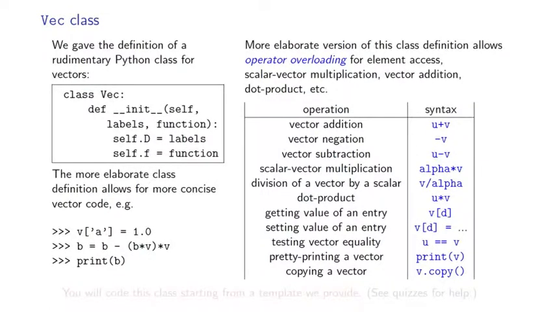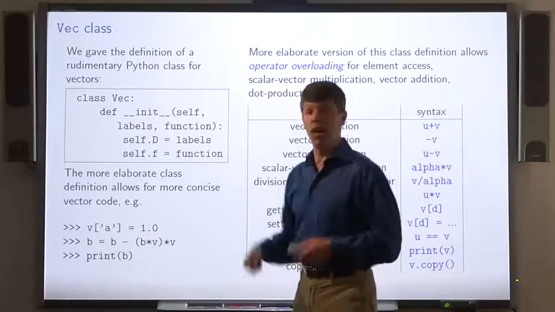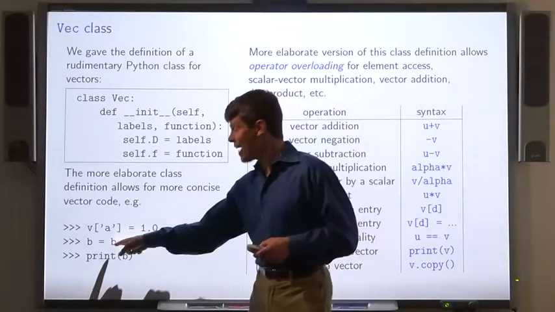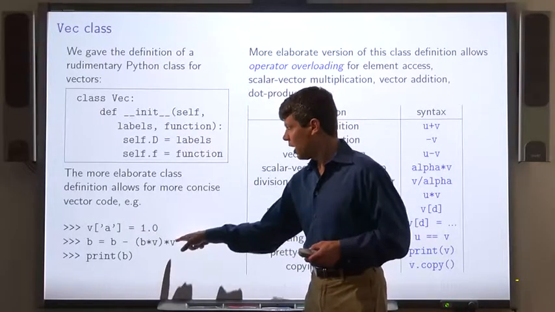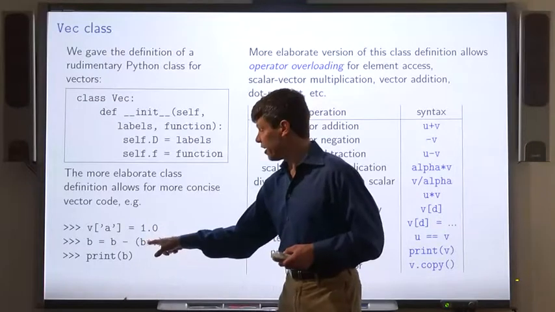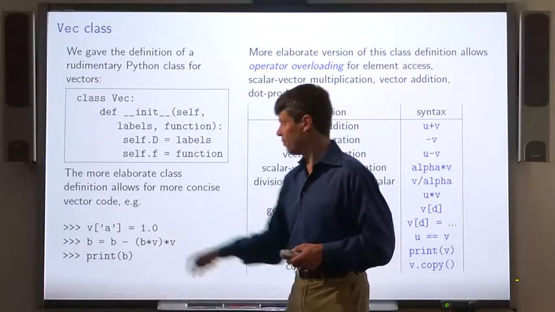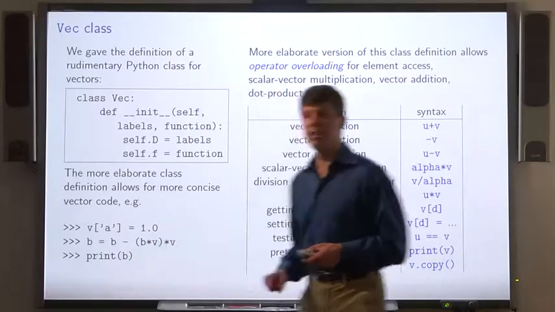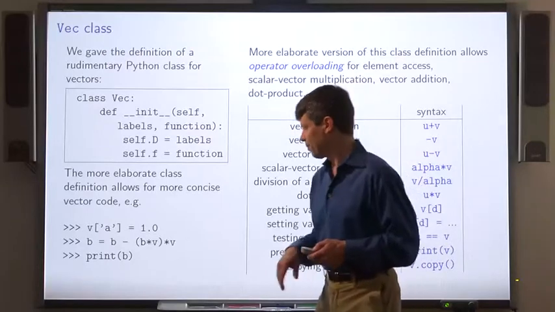This sets the A entry of v to 1.0. This assigns to the variable b the vector obtained by subtracting from the current value of b, a vector, a scalar multiple of v. And the scalar is the dot product of the current value of b with the vector v. And this prints the vector b in a nice format.